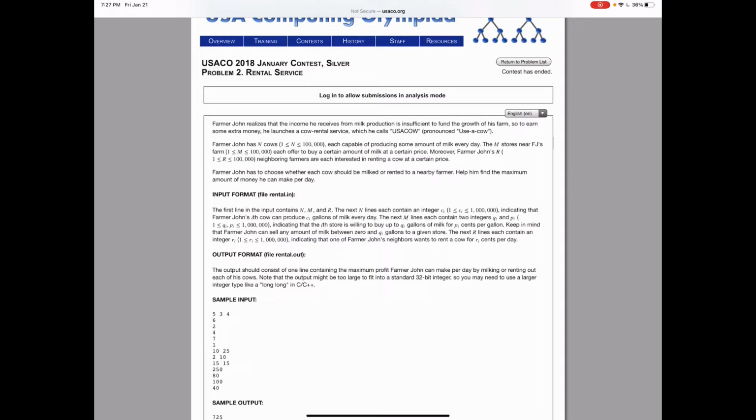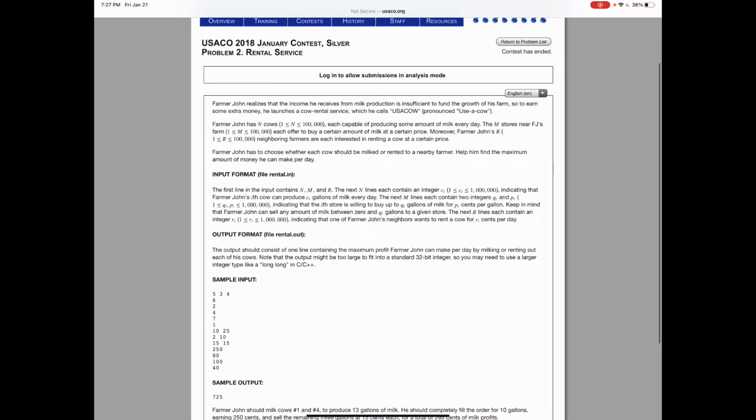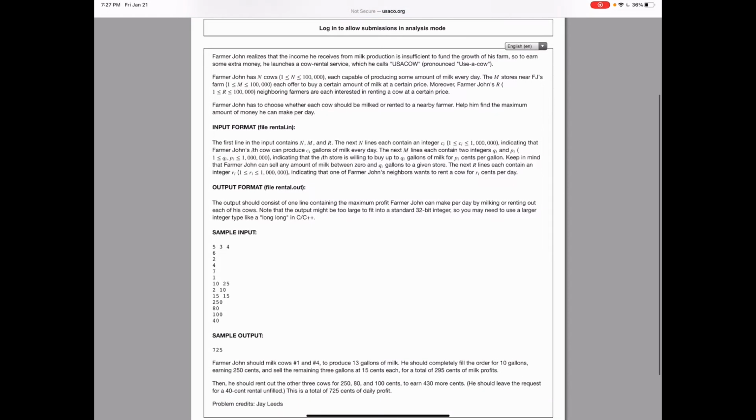Farmer John has N cows, each capable of producing some amount of milk every day. The M stores near FJ's farm each offer to buy a certain amount of milk at a certain price. Moreover, Farmer John's neighboring farmers are each interested in renting a cow at a certain price. Farmer John has to choose whether each cow should be milked or rented to a nearby farmer. Help him find the maximum amount of money he can make per day.